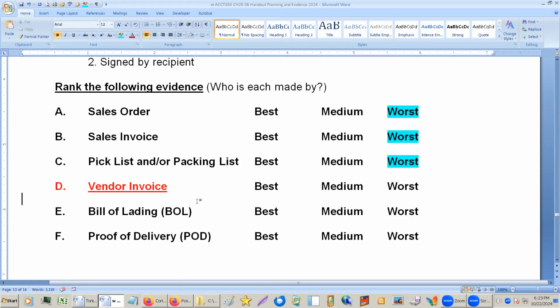Okay, how about a vendor invoice? This is coming from somebody we're buying something from, and that vendor sends us an invoice. I think it's going to be the best because it's made by a third party, or would it be medium? Medium most likely. It depends on who holds it, but most likely the client will hold it, so it would be medium evidence. Maybe you're right, though. We could ask the vendor to send one directly to the auditors, but that's probably not very common. Bill of lading and proof of delivery, where would those be?